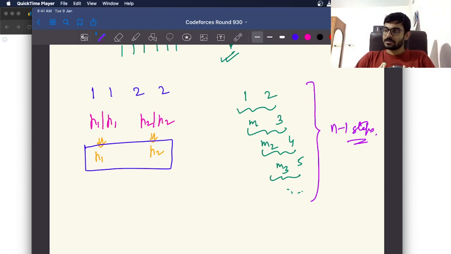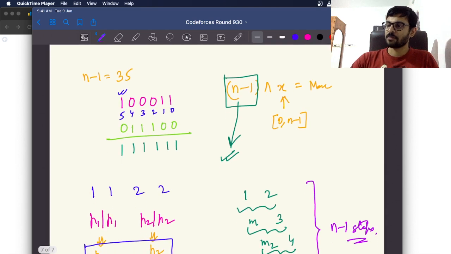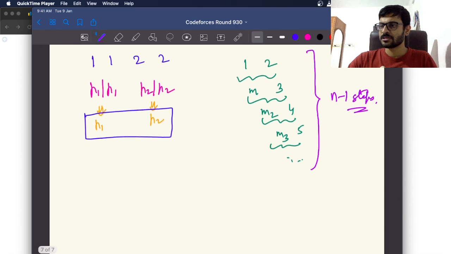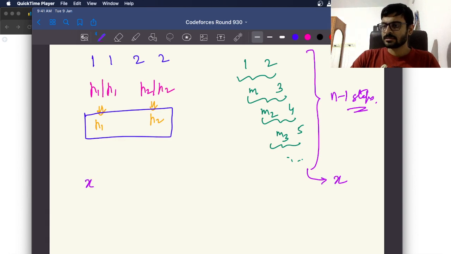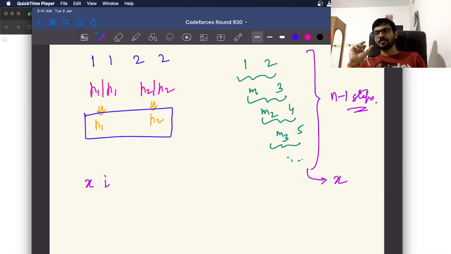Now the next part. If you want a partner of this one, how can we get it? We can again try with all the numbers. So I can say with P1 once again, I will try, and let's say the answer that you get is X. Now I'll say okay, X and some other number, some other I, let's say. I want the XOR with that to be the maximum possible.